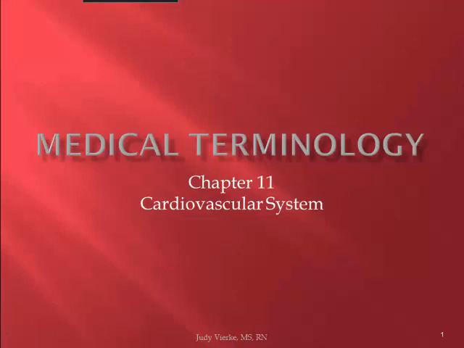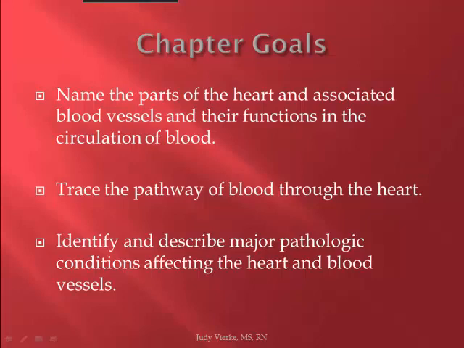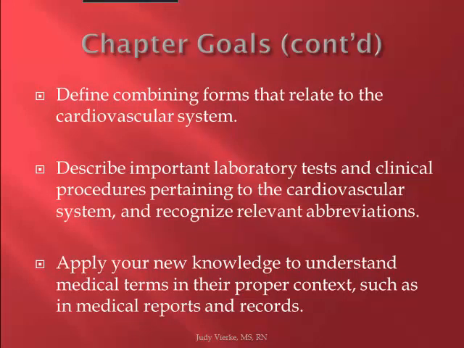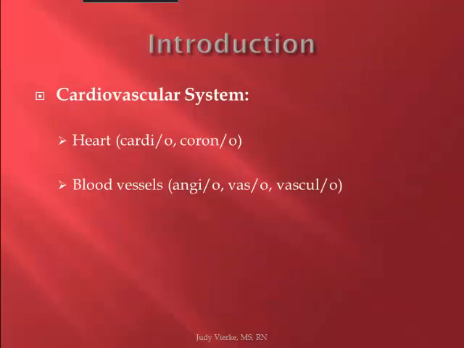Welcome. Today we're going to talk about the cardiovascular system. We're going to name the parts of the heart, the associated blood vessels, and their function of circulating blood throughout the body. We're going to be able to trace the pathway of blood through the heart. Later we'll talk about pathologic conditions, but we will look at the combining forms, the prefixes, and the suffixes of the cardiovascular system. And again, later we will look at laboratory tests and applying our knowledge.